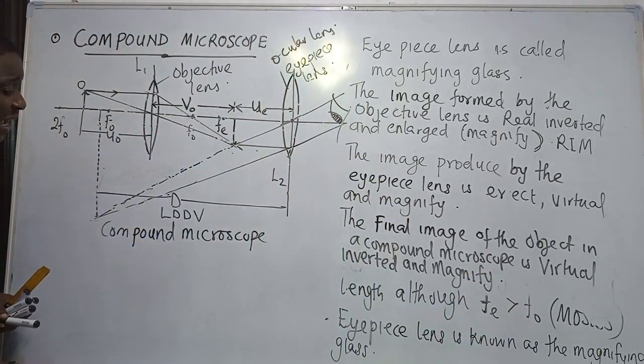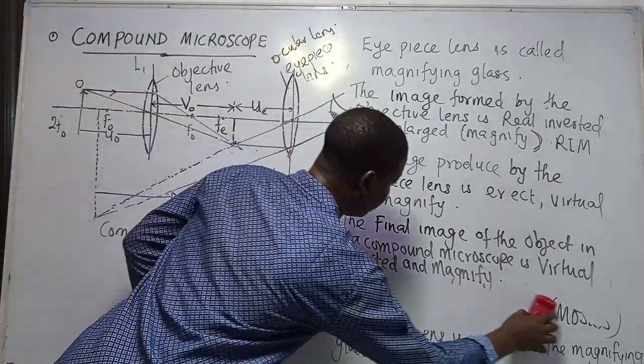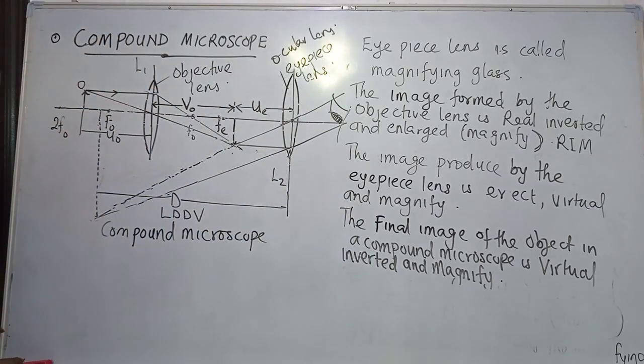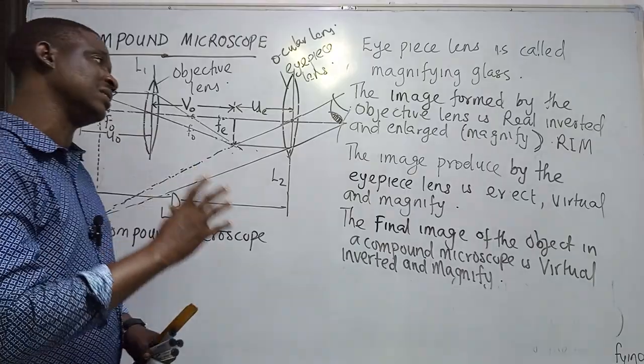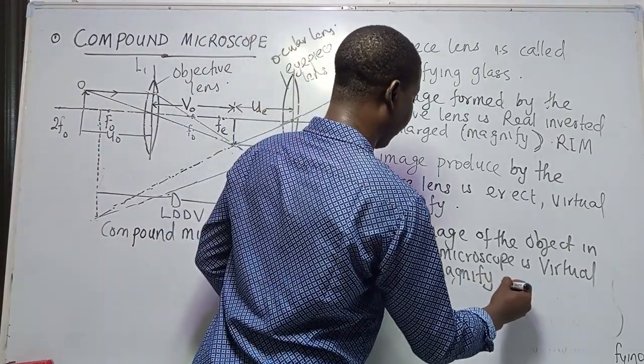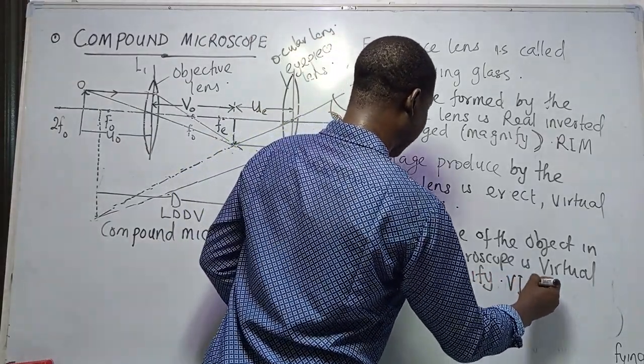And don't forget, if they ask you in the exam, what is the final image produced? Describe the image. You just tell them it is virtual, inverted, and magnified. That means virtual, inverted, and magnified.